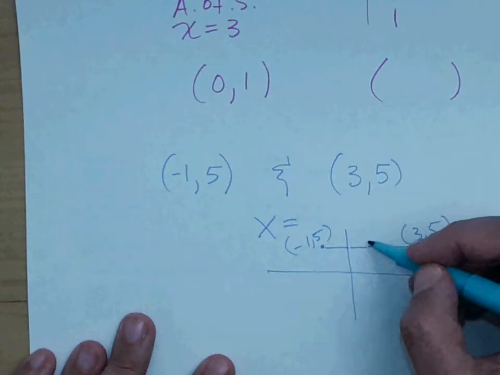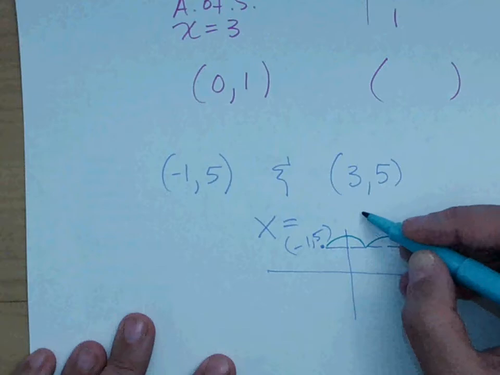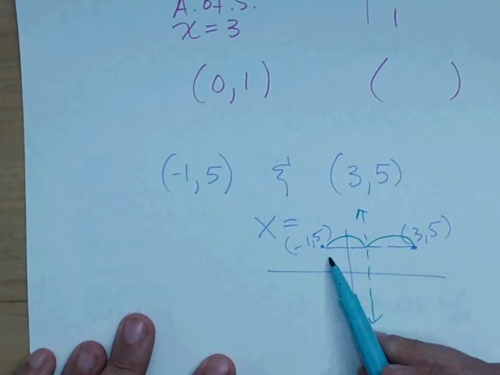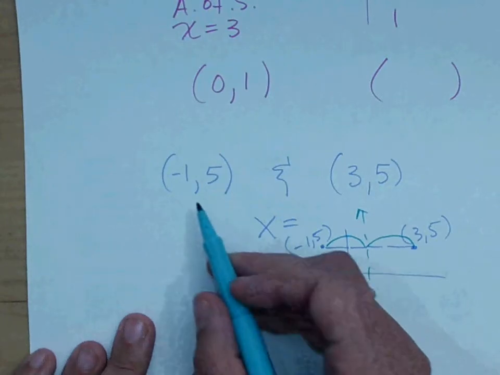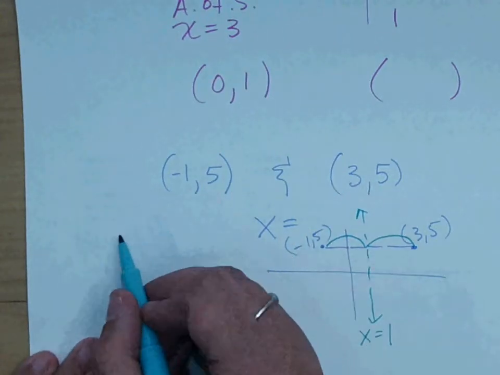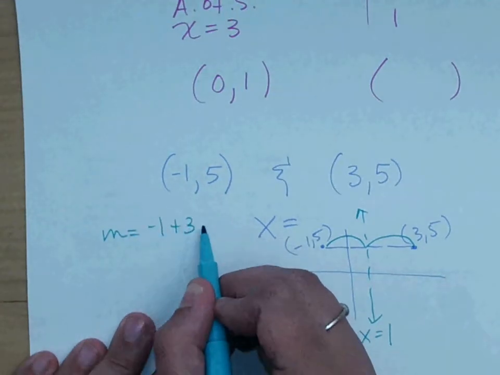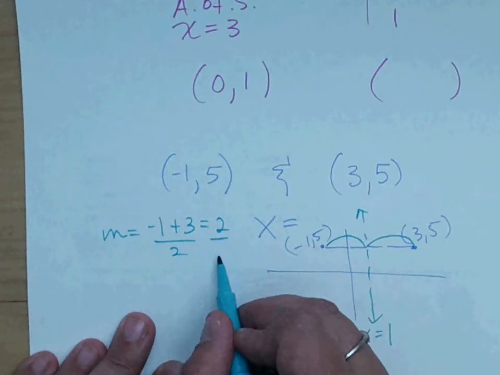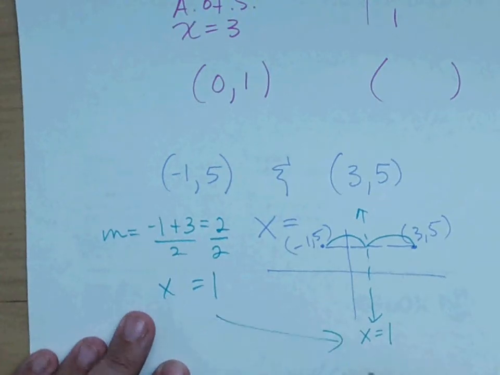4. Halfway. So if I go 2, half of 4 is 2. What's this axis of symmetry then? Add 2 to negative 1. What do you get? X equals 1. You could also use the midpoint. Okay, midpoint. Negative 1 plus 3 is 2. 2 divided by 2 is 1. X equals 1. Same thing.